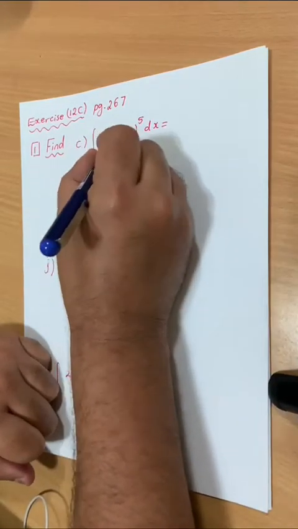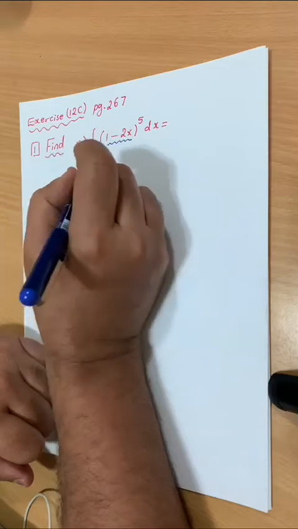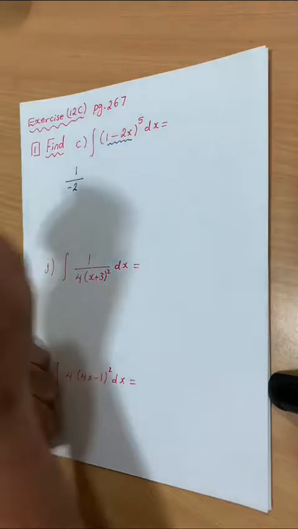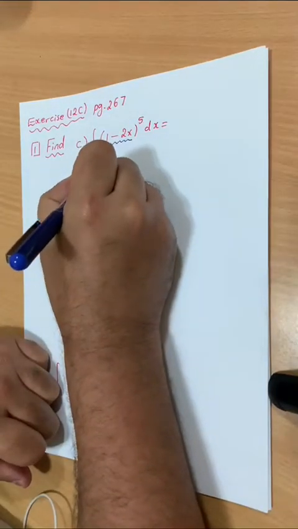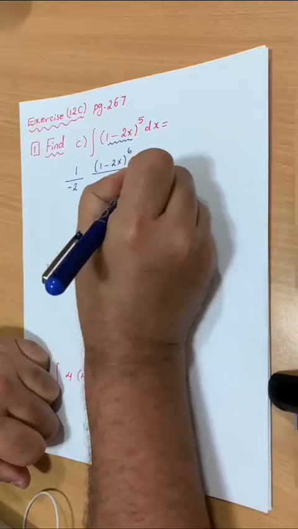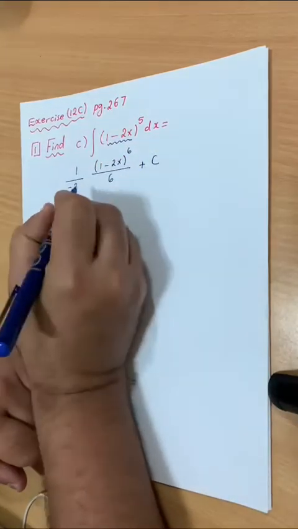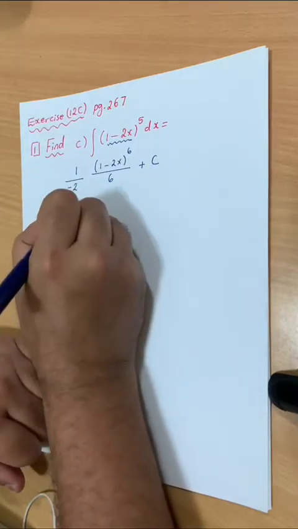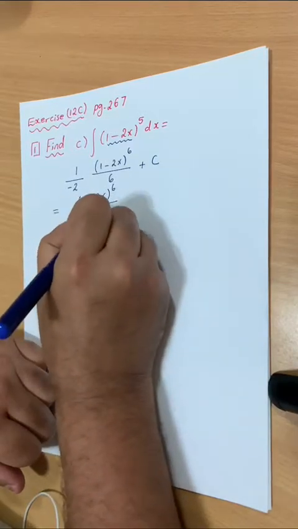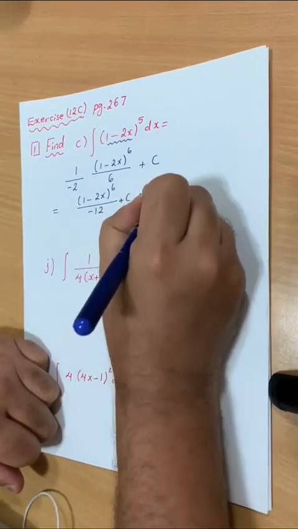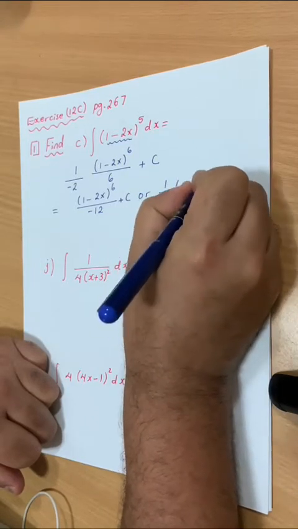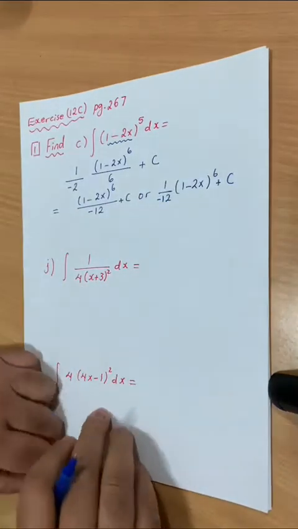The derivative is not given in the question. So you divide first of all by the derivative, 1 over negative 2. Then directly add the power by 1. (1 minus 2x) power of 6 over 6 plus c, because it's indefinite integration. Just multiply the denominators, so you can write the answer as (1 minus 2x) power of 6 over negative 12 plus c, or 1 over negative 12 times (1 minus 2x) power of 6 plus c.